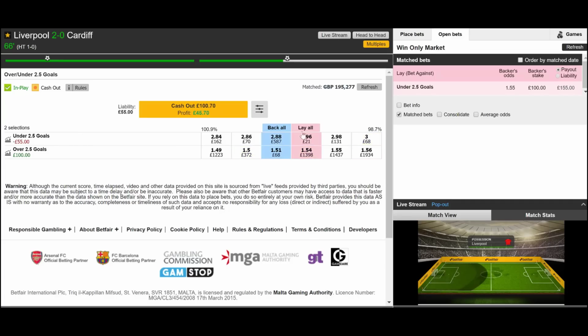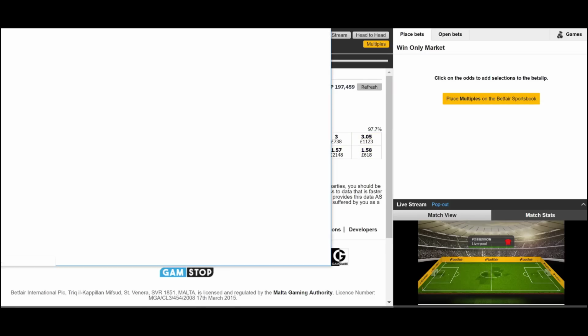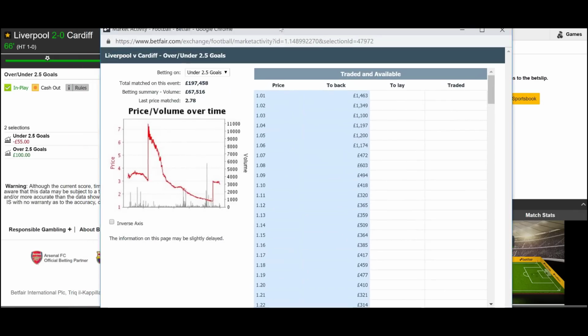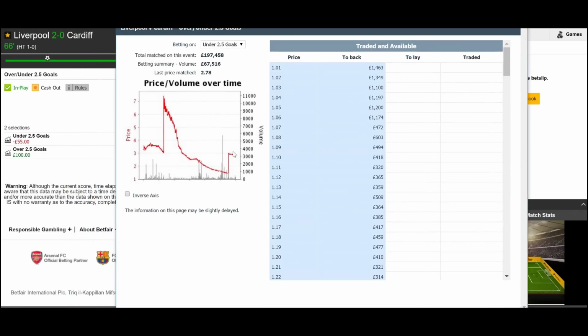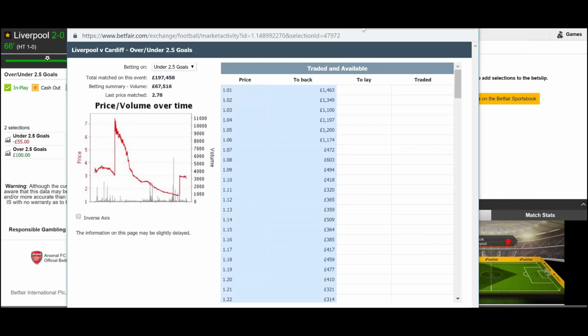Now we stay in the market until, as you saw, our entry point, 1.55. Once the price on under 2.5 goals ticks down and hits 1.55, then that is our new exit point. And if it does hit that, then we're not going to take any losses at all. But if we can get a goal in the meantime, we're obviously going to take that full £100 stake win.